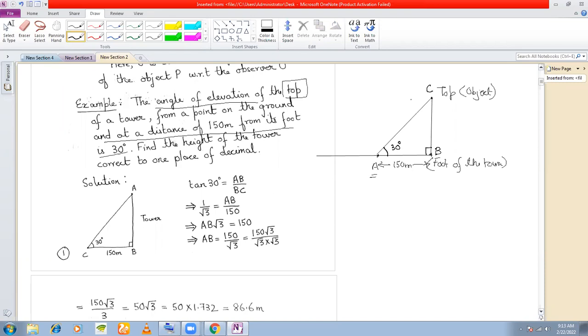Okay. Now, the question is to find the height of the tower. Which one is the height of the tower? This length CB is the height of the tower, right? You have to find out this length. So how to find it out?